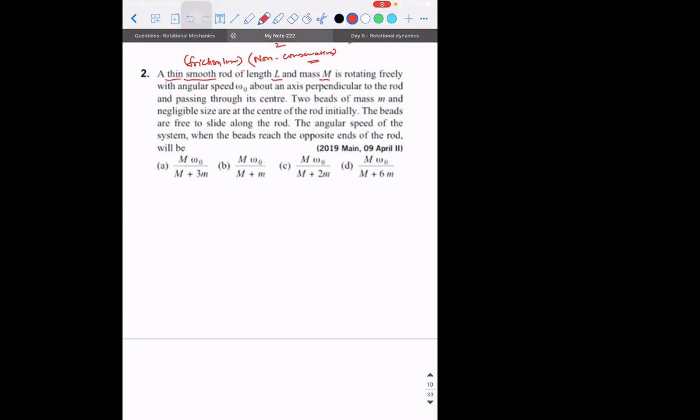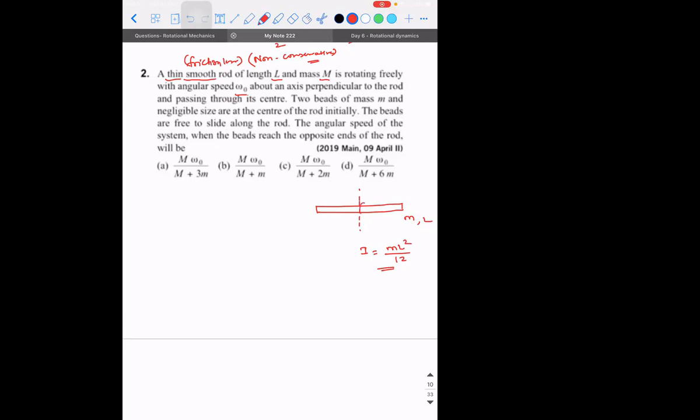So there is a thin rod of length L and mass M which is rotating freely with an angular velocity omega naught about an axis perpendicular to the rod and passing through its center. So in the initial case, there is a rod. They said thin rod because its thickness is ignored. So M and L. What is the moment of inertia in this scenario? ML square by 12.